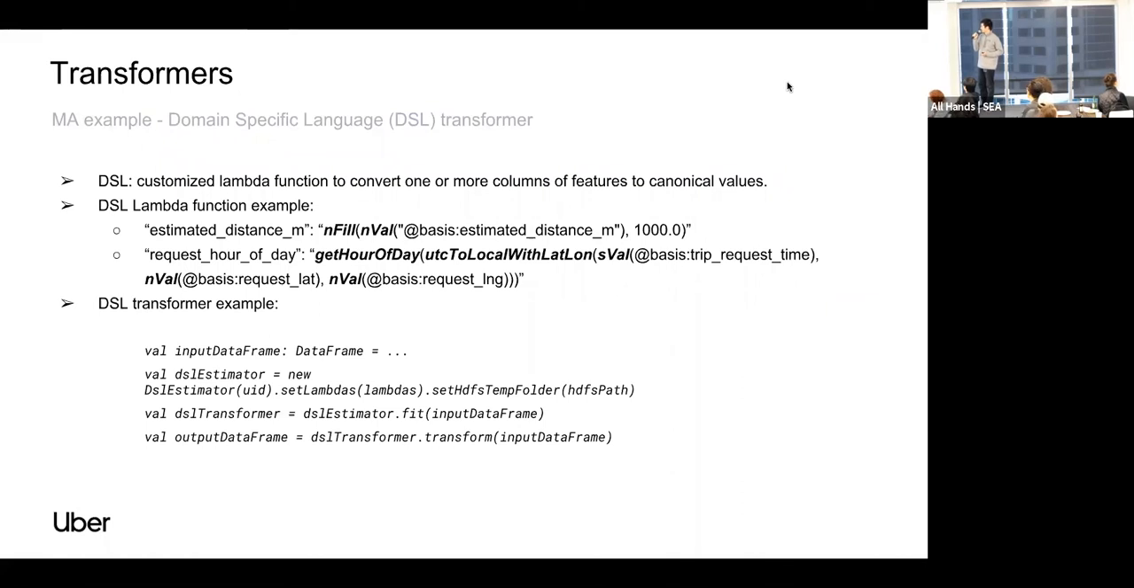The code below shows how we use the DSL transformers to achieve this. First we construct the DSL estimator. We set the lambda rules. Lambda rules is just the type of lambda function like the ones I showed in the examples. And then we set a temporary HDFS folder or just a local folder. I'll explain what this one does. And then we call .fit and feed in the input data frame. What .fit does is to learn some statistics from the input data frame. I'll explain what it does. And then we call transform to transform data to its canonical form of output.